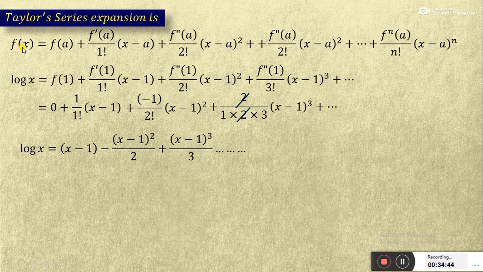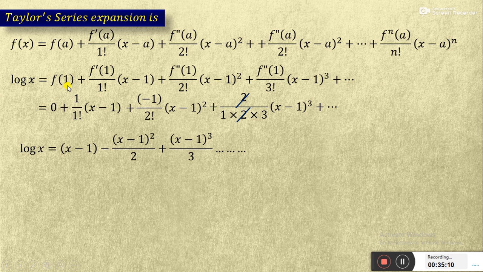So I substitute f of x equal to log x, and here a equal to 1. So f of 1 plus f dash of 1 by 1 factorial into x minus 1, plus f double dash of 1 by 2 factorial into x minus 1 whole square, plus f triple dash of 1 by 3 factorial into x minus 1 whole cube, plus etc.